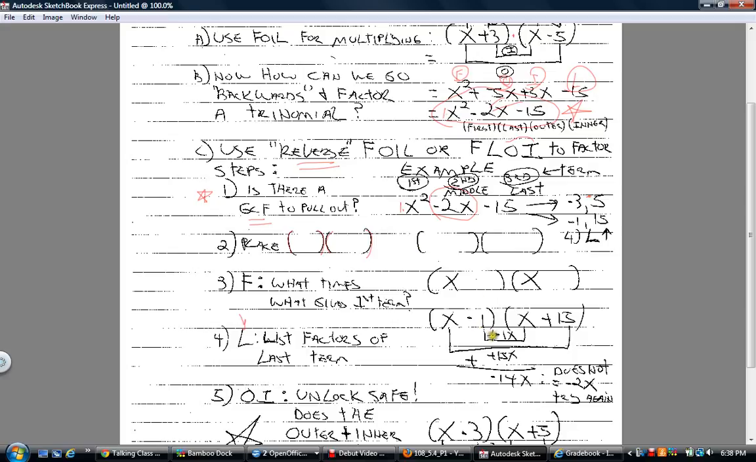I like to always make sure the students put the pairing lines for the inner and the outer, and then I come up with a cute little phrase. I call it unlock the safe.